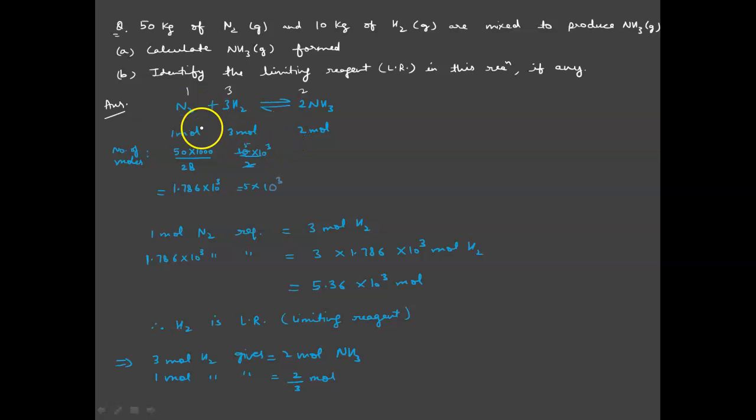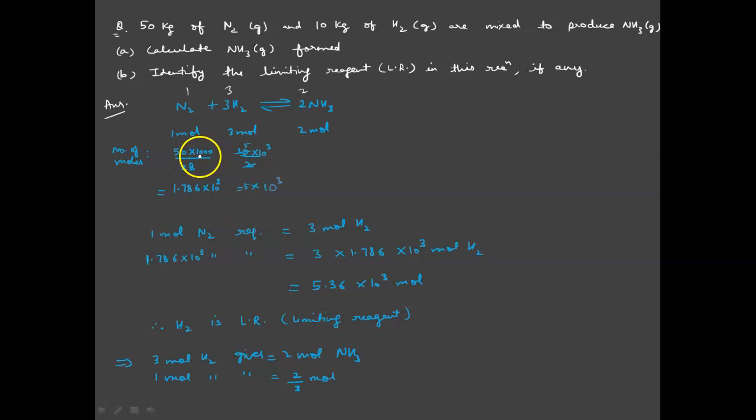Here we have been given 50 kg of nitrogen. First of all, we will convert into moles. We will calculate the number of moles. It is very easy to use because we can do other methods also, but the basic and exact accurate method is to find the moles.